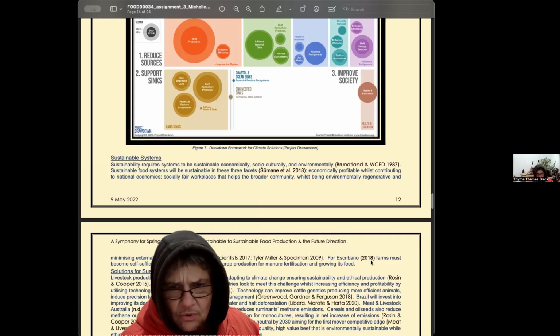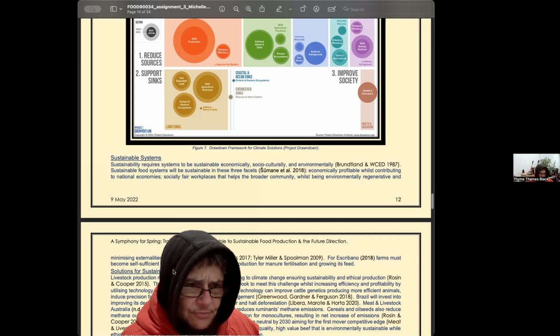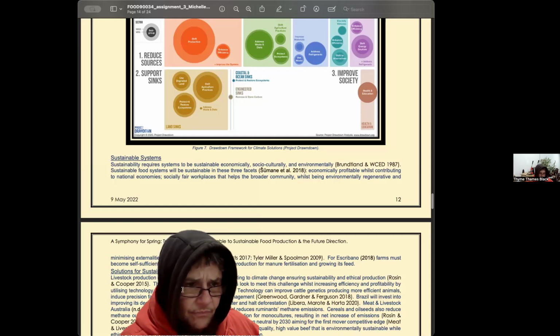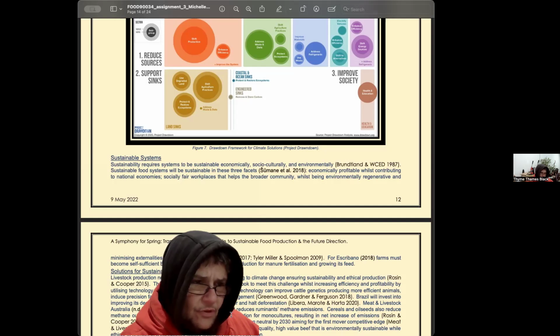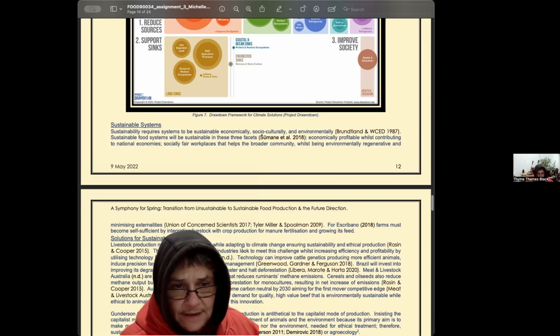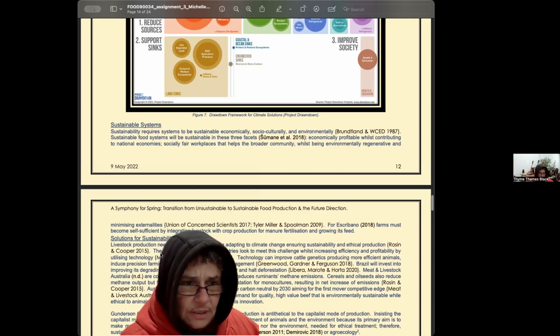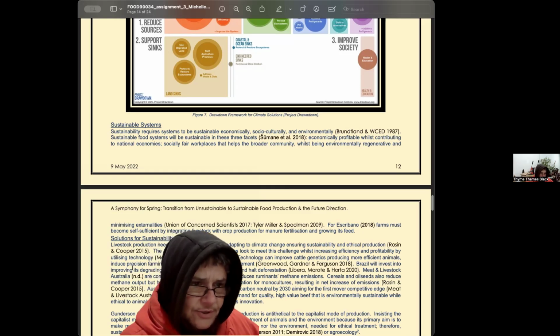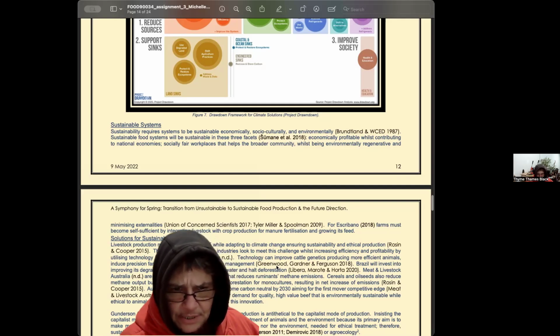For Isribano, 2018, farms must become self-sufficient by integrating livestock with crop production for manure, fertilization, and growing its feed. Solutions for sustainability. Livestock production needs to mitigate greenhouse gas emissions while adapting to climate change, ensuring sustainability and ethical production. The Australian beef industry looks to meet this challenge whilst increasing efficiency and profitability by utilising technology. Technology can improve cattle genetics, producing more efficient animals, introduce precision farming, and augment supply chain management.